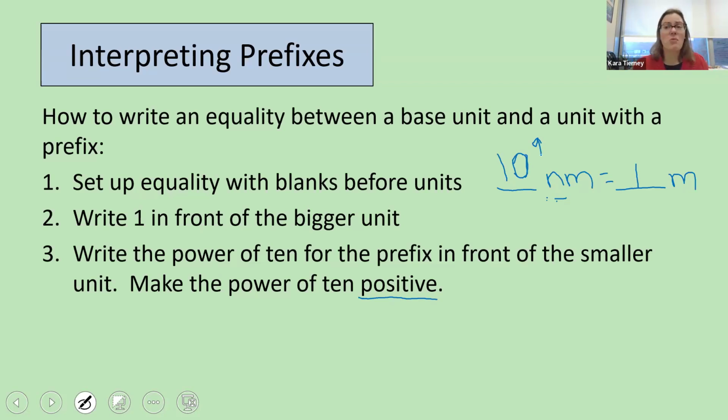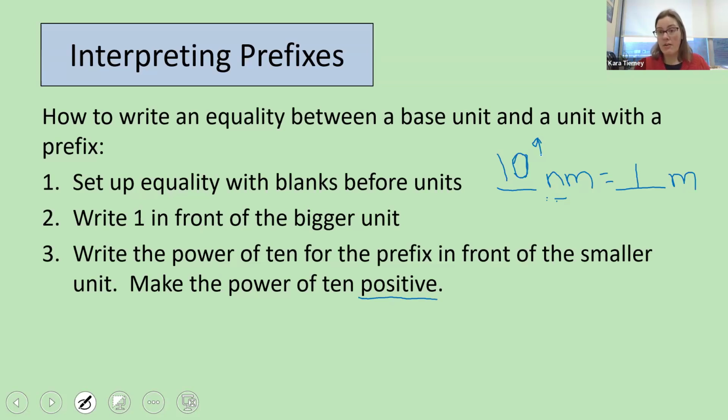I often get asked, why do we make it positive? Well, when we put the 1 in front of the bigger unit, that means we need a whole lot of the little units to fit into the same size as the big unit. And so when you have a power of 10 that's positive, that means we have a whole lot of that unit. So we want a lot of the little unit.